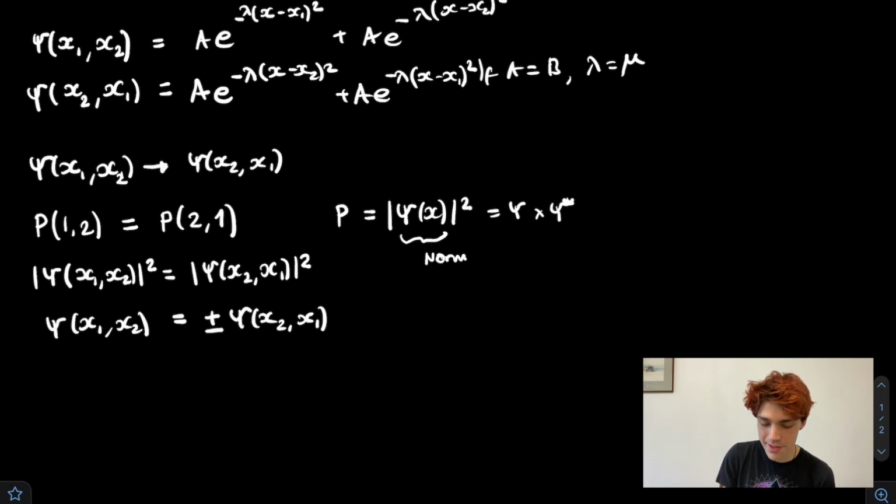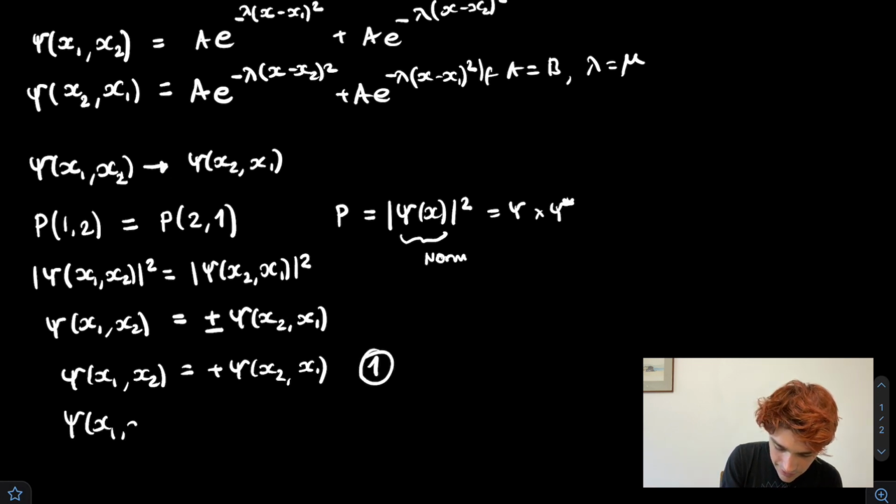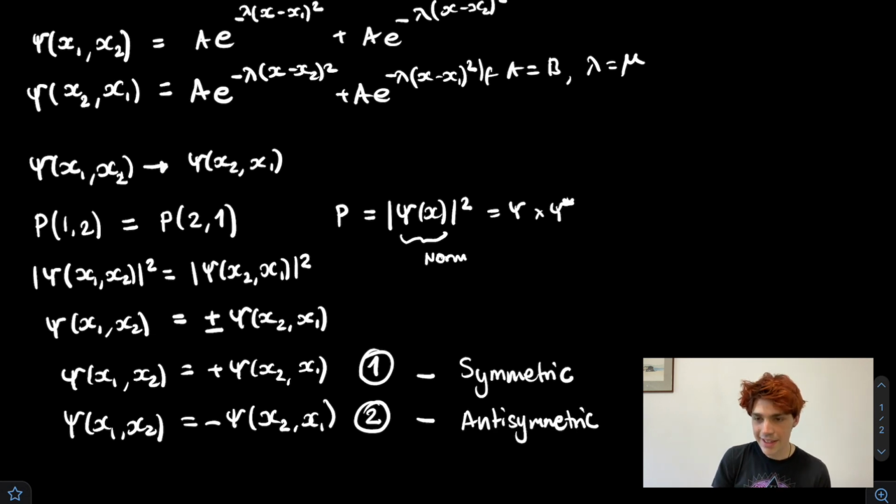So you have one solution where the sign is literally positive, so psi x1 x2 is equal to plus psi x2 and x1, and you have the solution of psi x1 and x2 is equal to minus psi x2 and x1. So how we technically refer to these two solutions: solution 1 we call the symmetric solution, and solution 2 we call the anti-symmetric solution. And it's kind of got a little bit of a resemblance to odd and even functions.